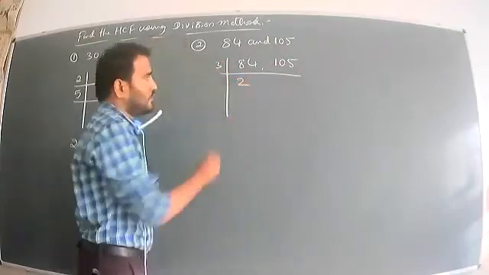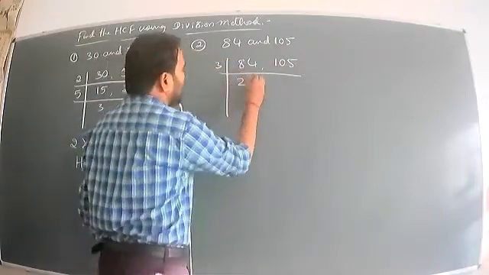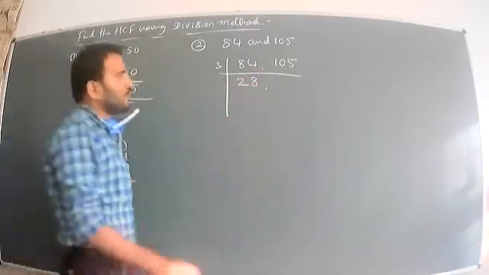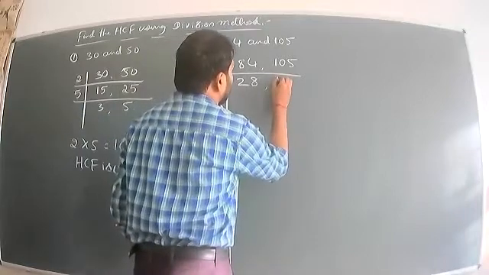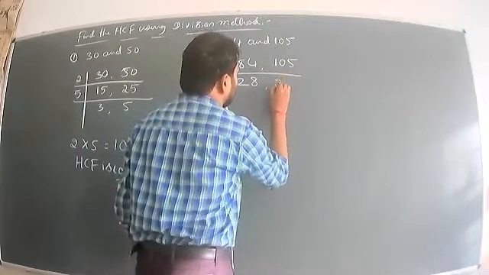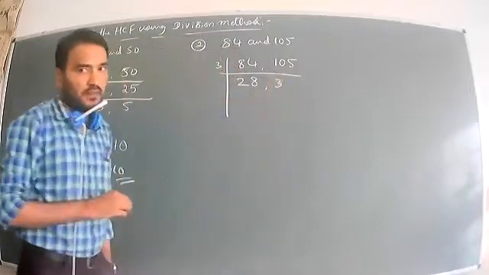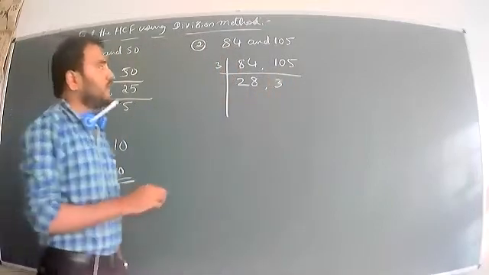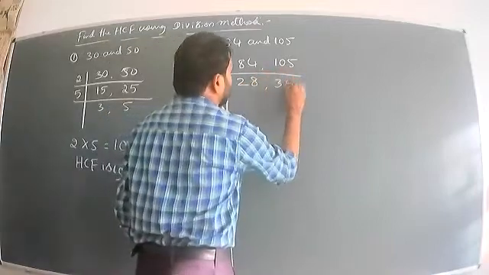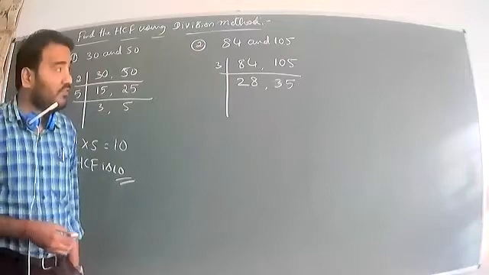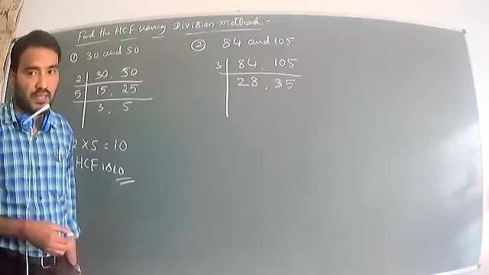3 to the 6, 2 remaining, 3 8 the 24. Next 3 to the 3, 3 3 the 9. 1 remaining 5. 3 5 the 15. Which number can we use to divide these numbers 28 and 35?